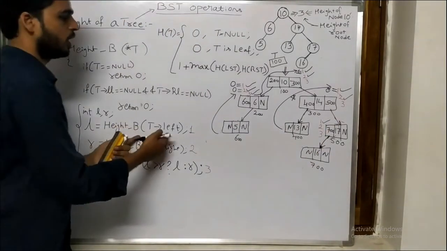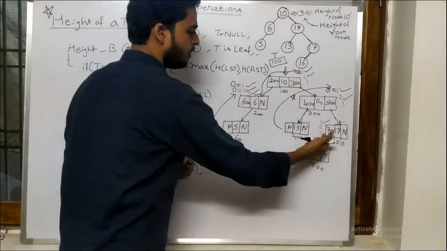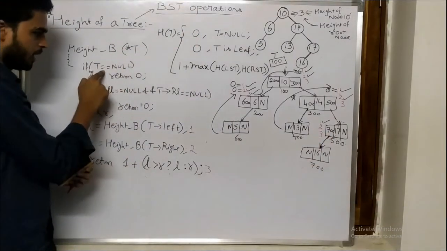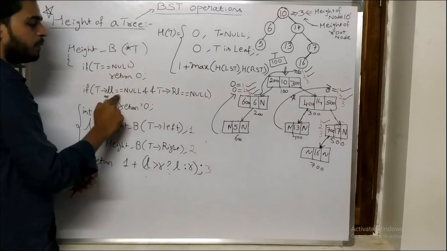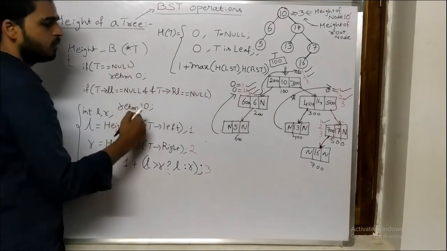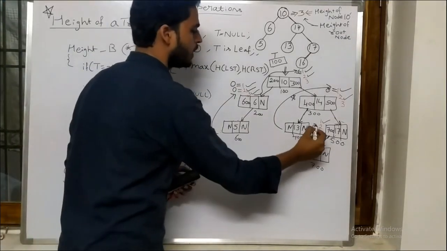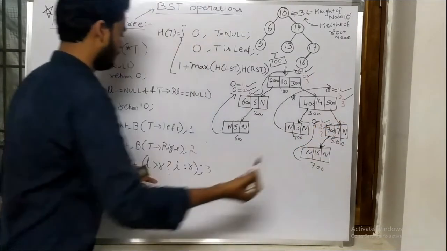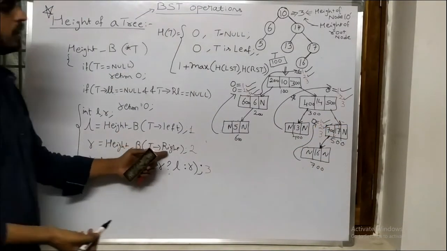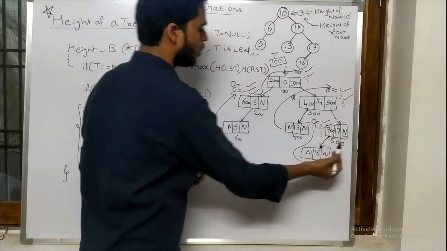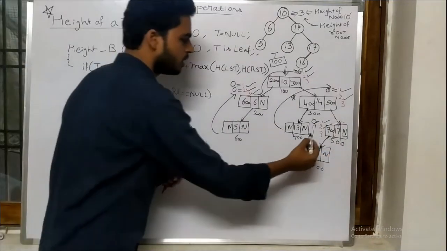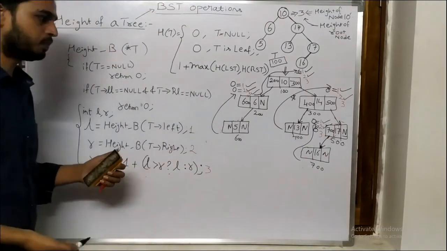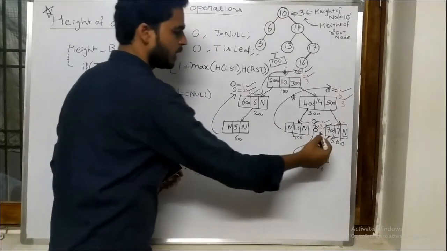First statement, height of T tends to left, that is it is going to pass 700 once again. When it is going to pass 700, it is not a null node, but it is a leaf node. When it is a leaf node, what is it going to do? It is going to return 0 here. Then it is going to execute the second statement, T tends to right. What is T tends to right? Null node. When it is a null node, it is going to return the value 0.